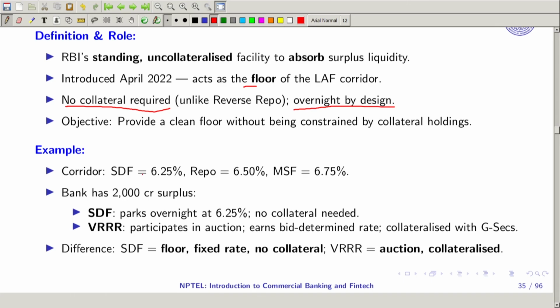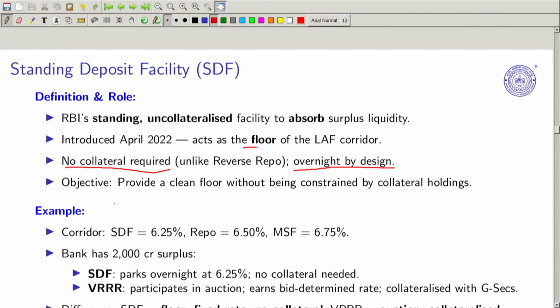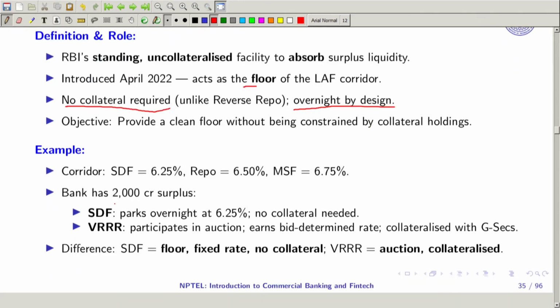Then for example, if SDF is 6.25%, repo rate is 6.5%, marginal standing facility is 6.75%, and the bank has 2000 crore surplus, then SDF, the standing deposit facility that here we have, is overnight at 6.25%, no collateral is needed, and then they can also participate through the variable reverse repo operations, but in reverse repo operation they have to collateralize the G-Secs. So, this is where it is important.